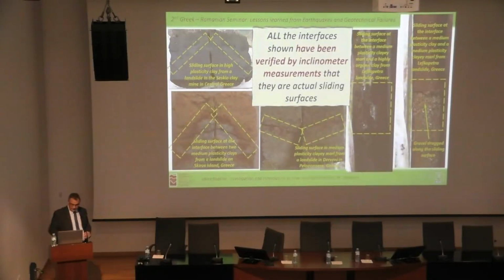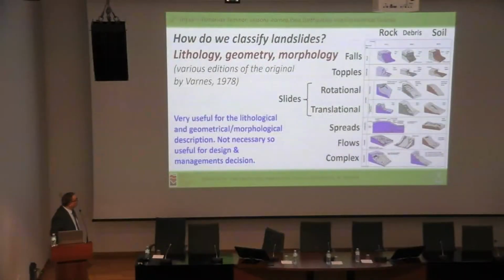And how do we classify landslides? We can use the good old Varnes 1978 classification that basically uses lithology, geometry, and morphology. Lithology of whether we have a sliding mass of rock, debris, or soil, and the various types of geometries and morphologies that take place. Usually, we take much interest in the actual slides that may be rotational or translational.